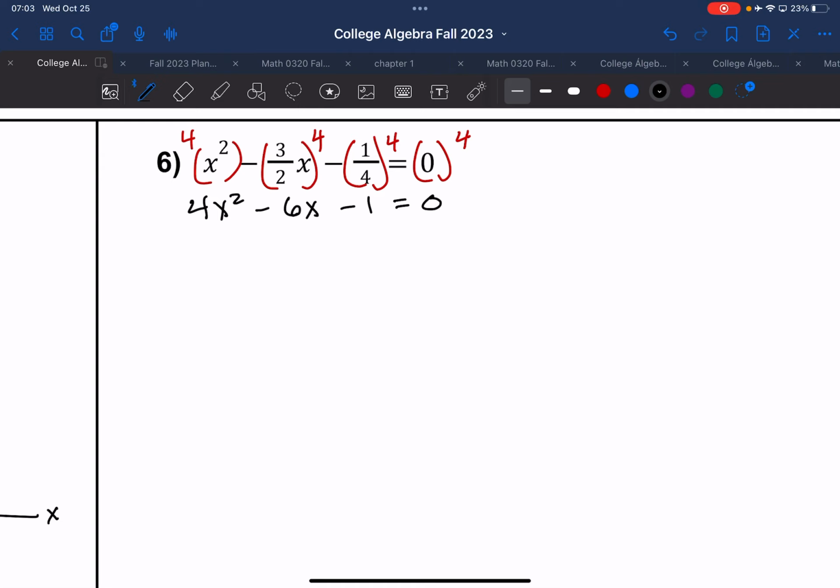Okay. So what's different about this problem versus the rest of them? Good. Our a is now going to be a 4 and not a 1.